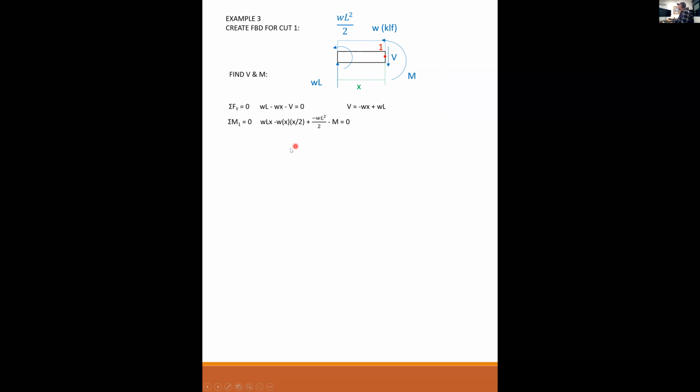And the moment, we're summing our moments about the red dot. We have the WL reaction times X, and that's clockwise, so that's positive, minus W times X over 2 for the load, which is counterclockwise, so that's negative, minus my end moment reaction, WL squared over 2, counterclockwise, so that's negative, minus M, all equal to 0. Therefore, M is equal to minus WX squared over 2 plus WLX minus WL squared over 2.